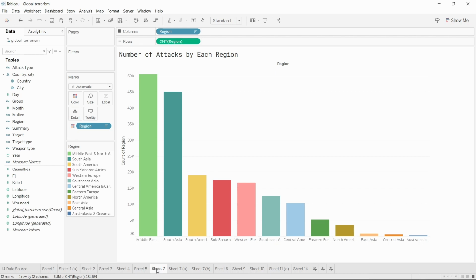And then the number of attacks in each region: it seems the Middle East and North Africa has most of the attacks, and then South Asia, and then South America, and similarly others.